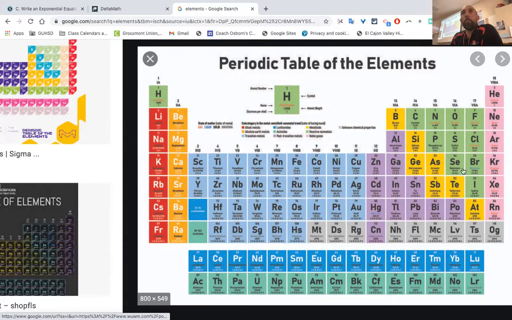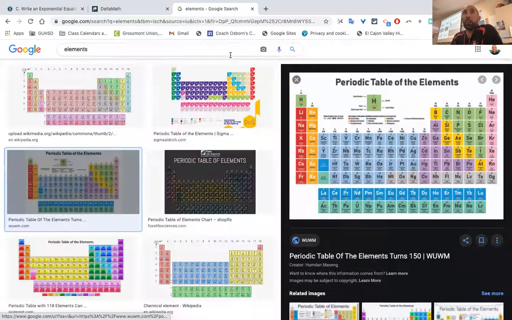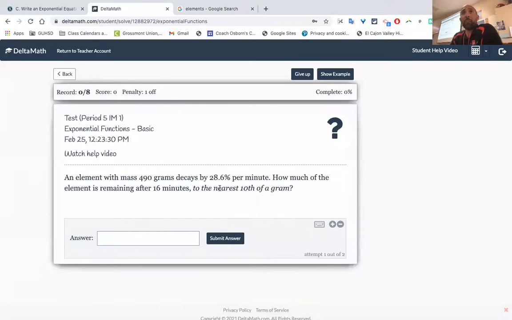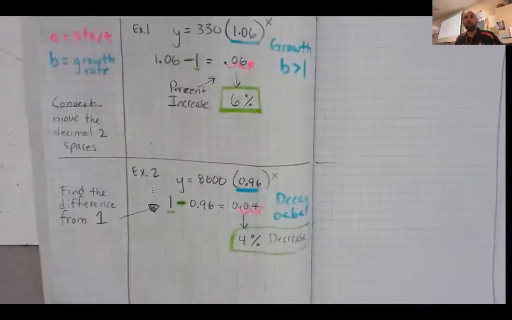Now, what happens to those elements is over time, they decay, they break down. It's kind of like when, sadly, your little puppy or cat dies and we have to bury him. The body decays, it breaks down. Elements break down, and that's what this is all about. Anyways, enough science lesson. Let's get into the problem.